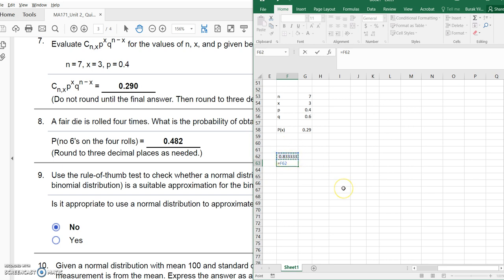So that's basically 5 over 6, the decimal value of that, to the power 4. And that will be 0.4822. Round to 3 decimal places. Let's do that. It's not working. Okay, there. So 0.482.